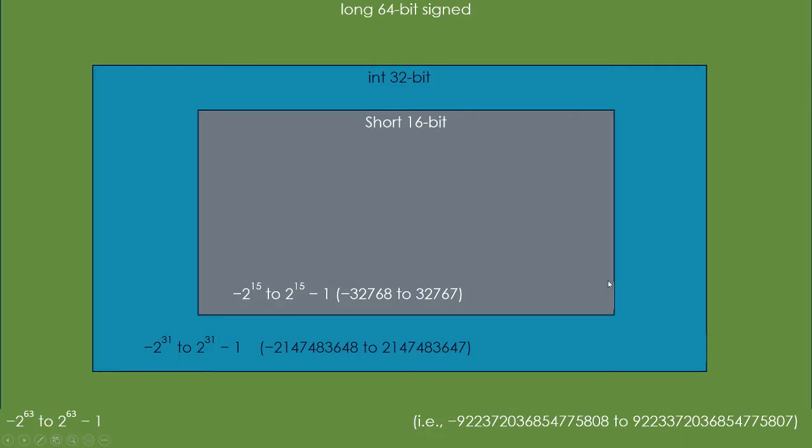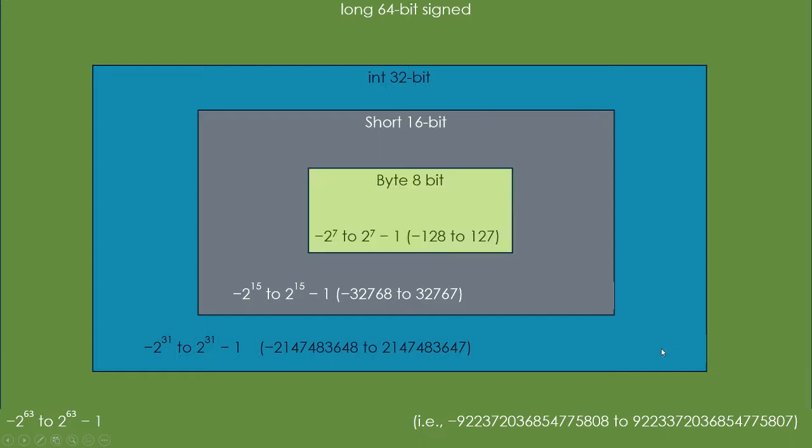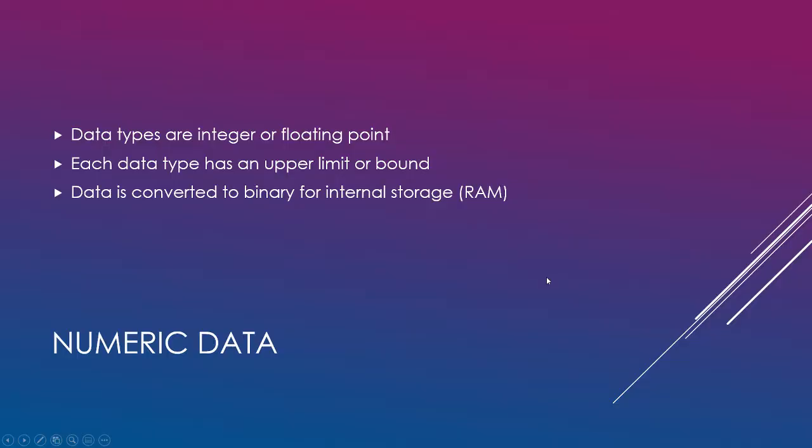A short data type is only 16 bits, and it should have a lowercase s. Because it's signed, we have 15 bits available for data storage. So we can hold integers in the range negative 32,768 to positive 32,767. A byte data type is 8 bits. So we have 7 bits left for storing data. So we can store a number with the value negative 128 up to positive 127.